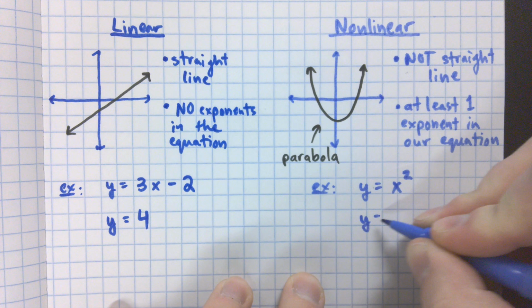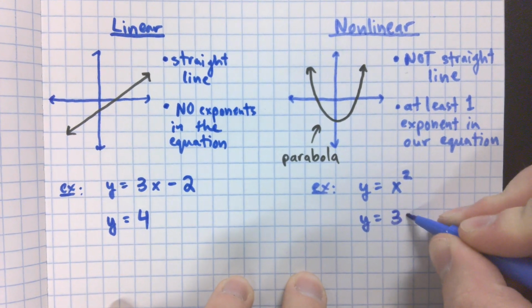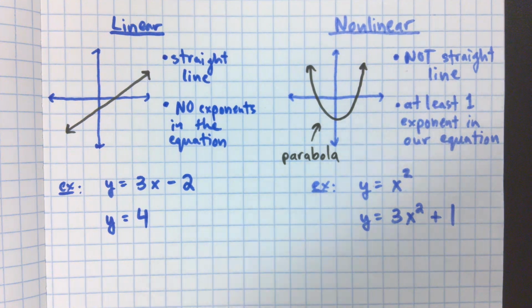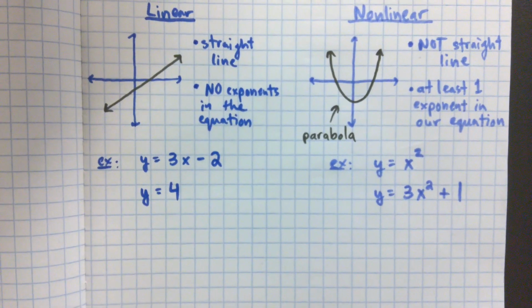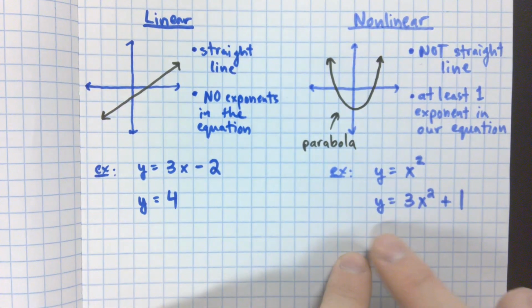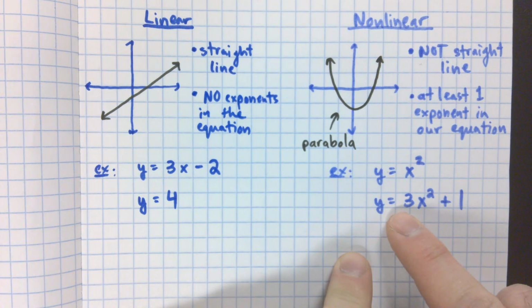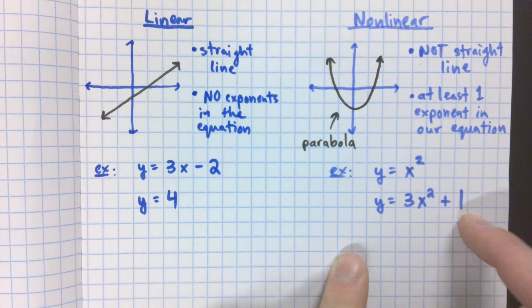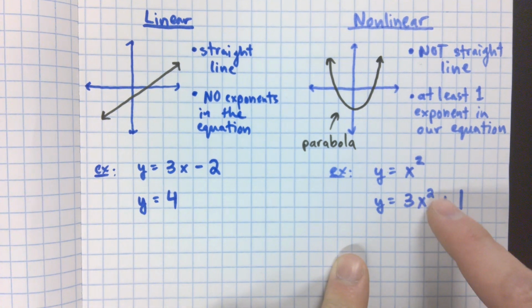We could also have something like y is equal to 3x squared plus 1. Notice how it's still in our y equals mx plus b format. Y is equal to m, my slope would be 3, x plus b. But now the only difference is our x is being squared.